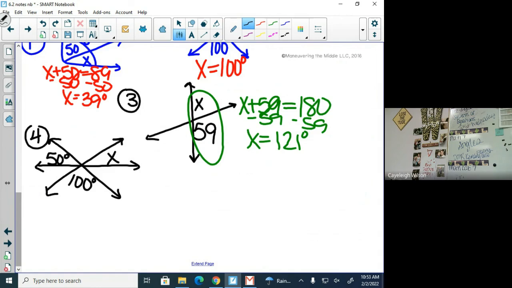All right, so I want you to find x in this one. Remember, this one was just like number 8. Fill in all the missing numbers first. You should be able to fill in a lot of stuff first because of them being vertical, equal. So fill in all the things that you know are equal first.